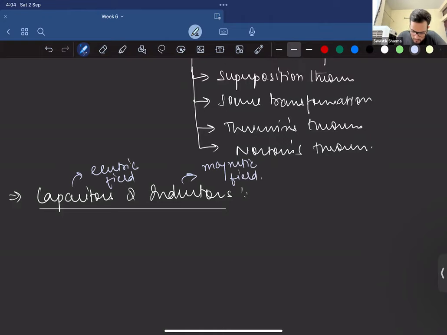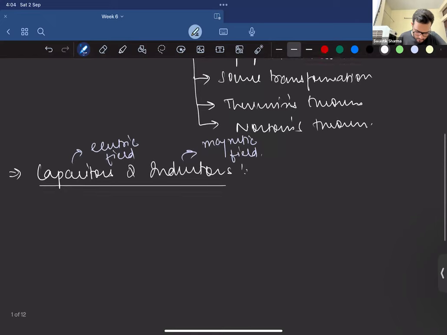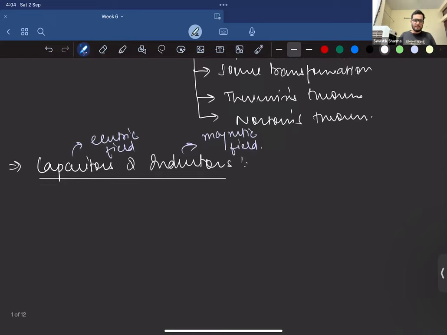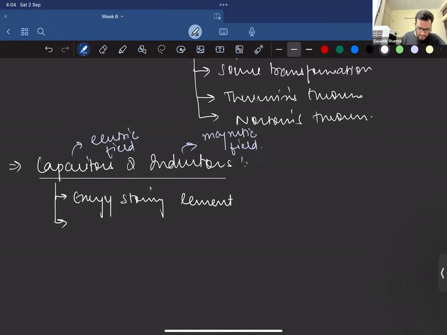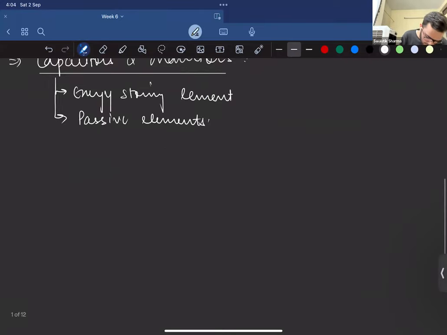Right. So obviously these are energy storing in nature, but they don't generate energy. Whatever energy they store, they dissipate that energy again. So these are passive because they don't generate. Let's see the working one by one. Let's start with capacitors.